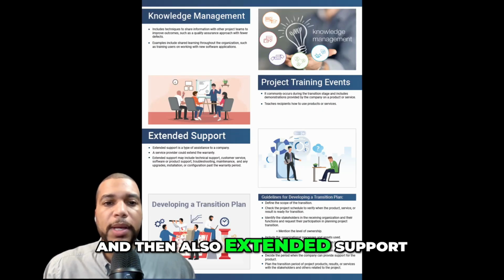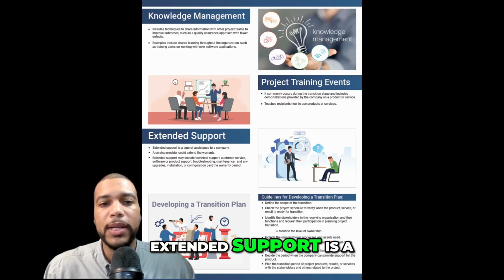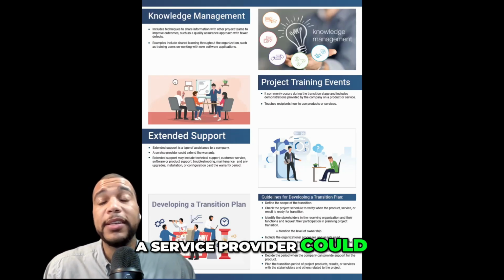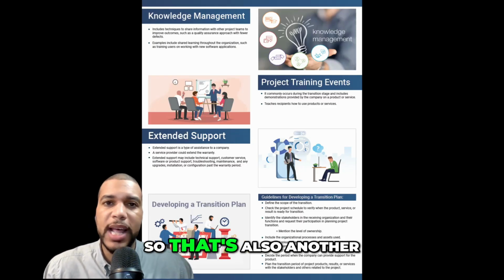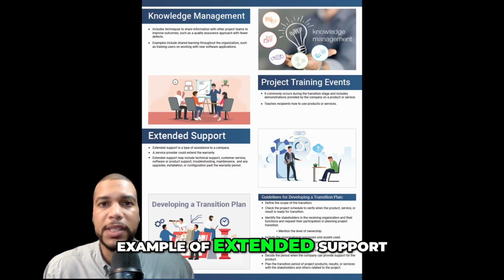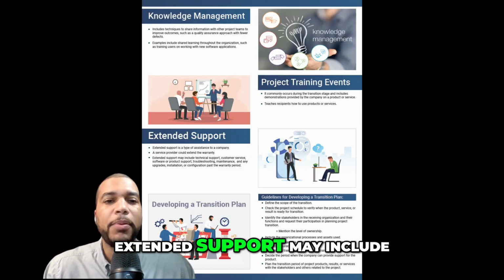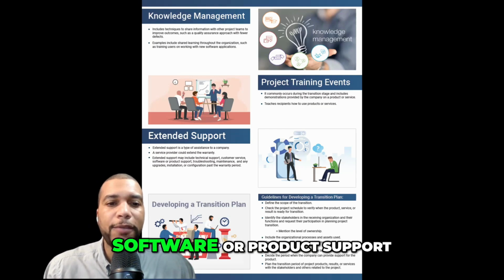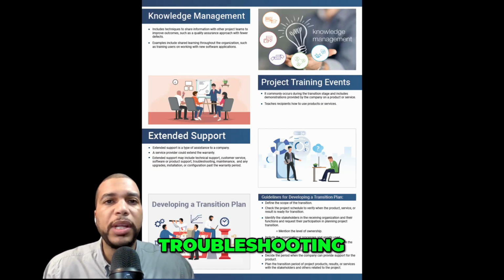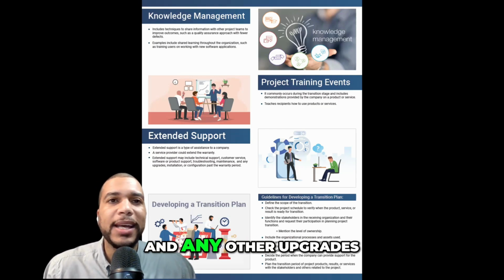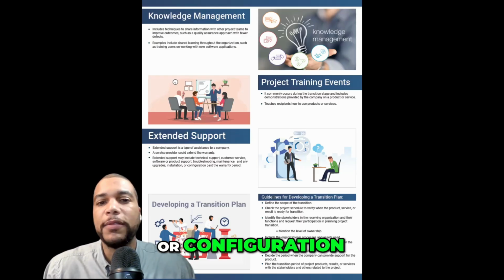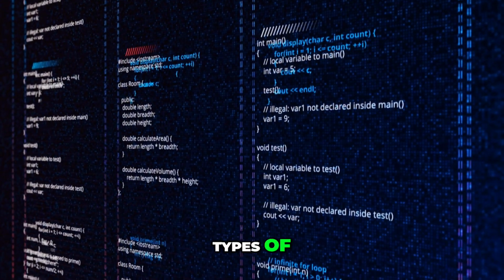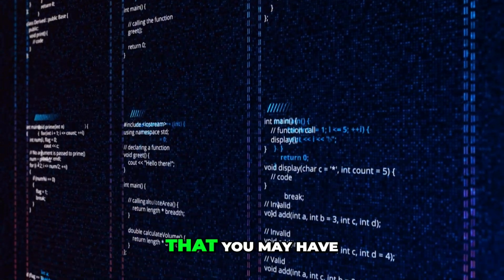And then also extended support. Extended support is a type of assistance to a company. A service provider could extend a warranty. So that's also another example of extended support. Extended support may include technical support, customer service, software or product support, troubleshooting, maintenance, and any other upgrades, installation, or configuration past that warranty period. These are other types of support or transition support that you may have.